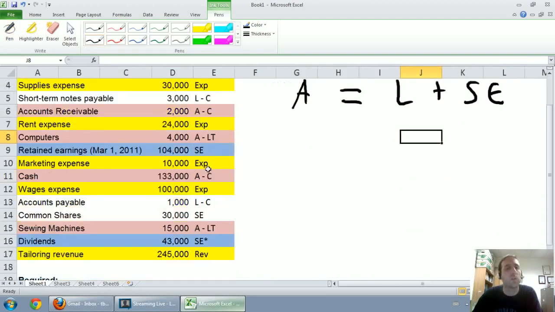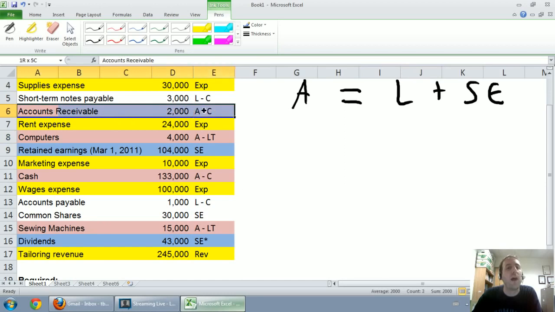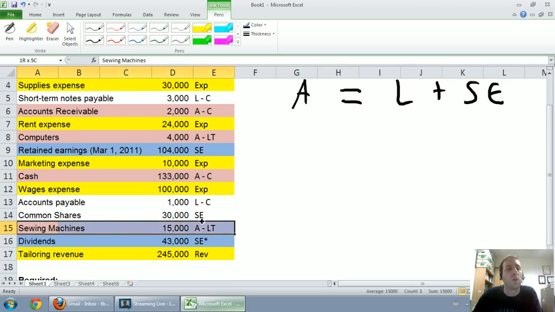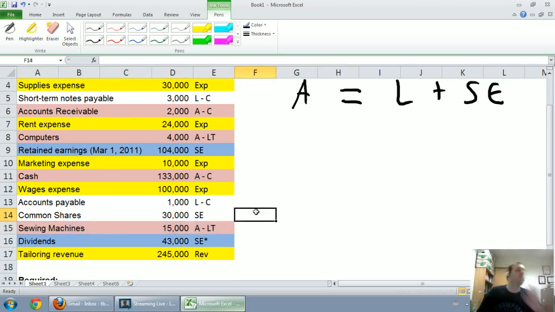I'm going to go back to the original question, and I've actually taken the liberty of highlighting the assets in red. So you can see accounts receivable, computers, cash, sewing machines are all of our assets as we identified way back a couple of videos ago. So, when we're writing out our assets, the order matters, and the fact that we've classified them as current or long-term also matters. We're preparing what's called a classified balance sheet, and that means we're going to distinguish between current assets and the long-term, or in this case, their capital assets. So, let's list out our current assets, and then we'll list out our capital assets.